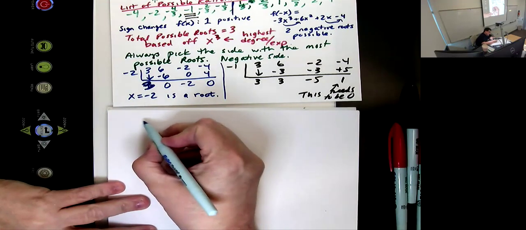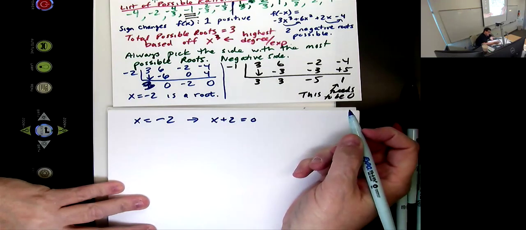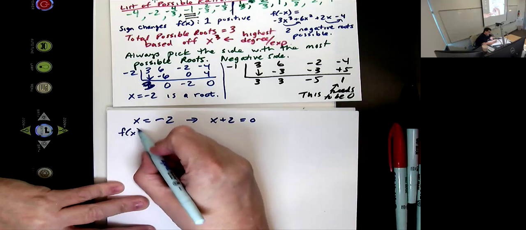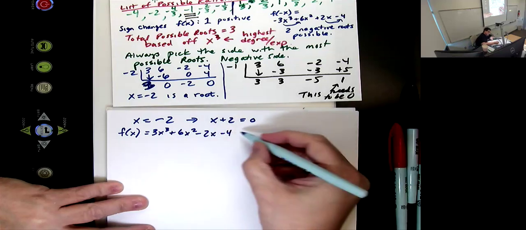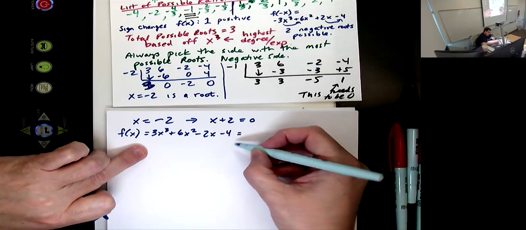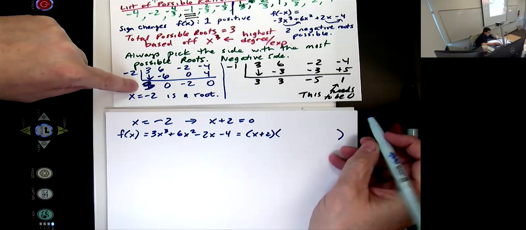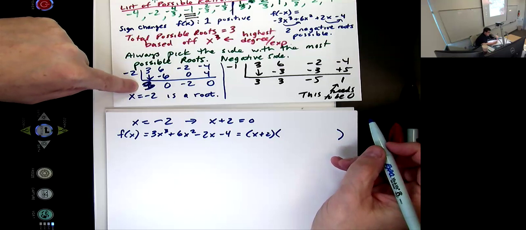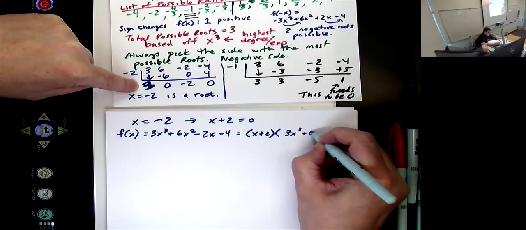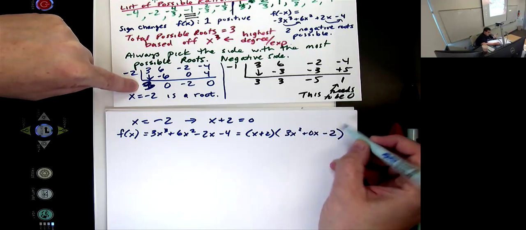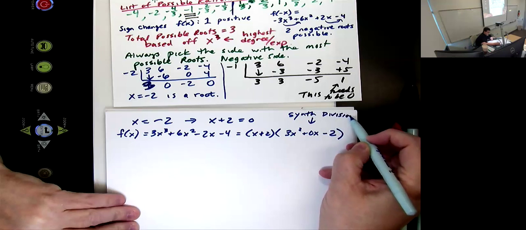Which means if x equals negative 2 is a root, I can write this as x plus 2 equals 0, and it means we can factor f of x. I'm going to rewrite what it was. We can rewrite this as x plus 2, the thing we just found, and then a polynomial of a degree 1 lower. We had x cubed, so we go down to x squared. We'll have 3x squared plus 0x. I'm just writing it in there to show where we got it. These are from the bottom row of the synthetic division.